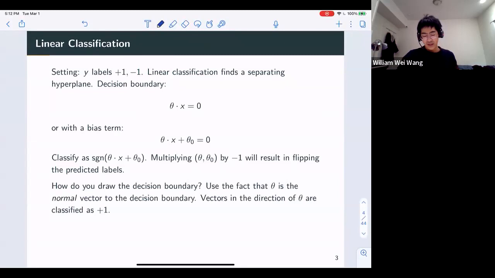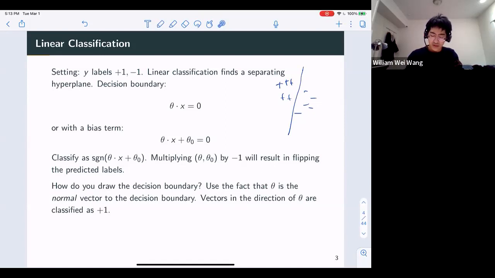So the first major topic is linear classification. Remember, linear classification says that your y's are plus or minus 1, and each y is associated with an x, which can be a vector. Then you want to find a line that can separate the pluses from the minuses. So the setting here is that you have a bunch of pluses, a bunch of minuses, and you want to find a line that can separate those two.